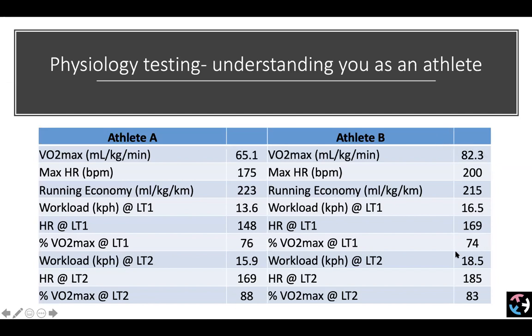There's loads of room for improvement in threshold. And even with athlete A, there is still room for improvement, especially LT1 and even LT2. A 2% difference is still pretty significant. So these two athletes in particular, I'd probably look more towards running economy and lactate threshold improvement rather than looking specifically at VO2 max.